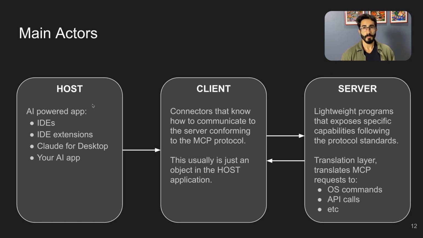First, we have the host, which is the AI-powered app. For instance, IDEs like Cursor, IDE extensions like GitHub Copilot and Claude for Desktop, they're all hosts. If you're working on an AI app, your AI app is probably a host too. Then we have the MCP client, which is just a connector that knows how to communicate with the MCP server following the protocol. In terms of code, the client is usually just an object in your application. So we import a class using whatever SDK library you're using for MCP and instantiate that class. And finally, we have the MCP server, which is a standalone program that could be running either locally in your machine or remotely.